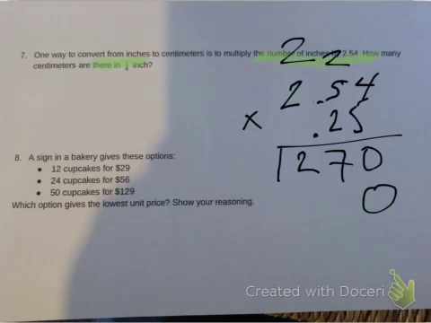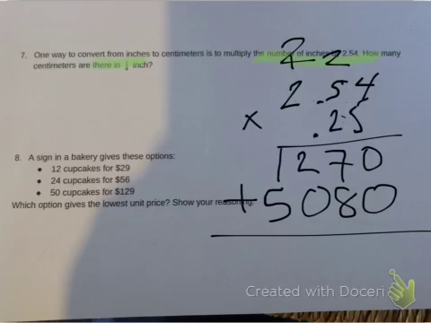2 times 4 is 8. 2 times 5 is 10. 2 times 2 is 4, plus 1 gives us 5. And then we're going to add. 0 plus 0 is 0. 7 plus 8 is 15. 1 plus 2 is 3, plus 0 is 3. 1 plus 5 is 6.